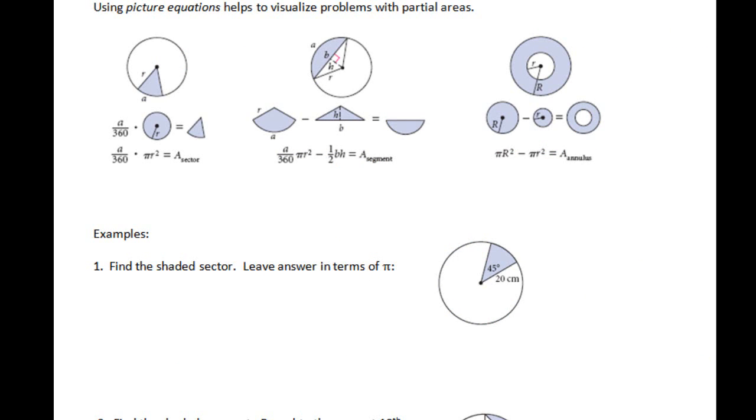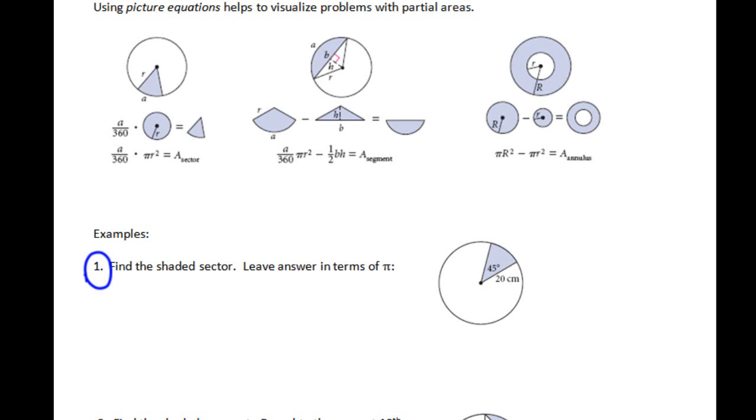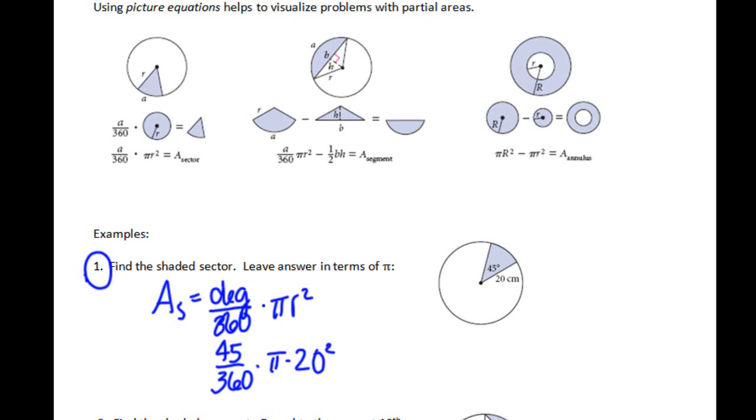Okay, moving on. We just did the area of some sectors. Now we're going to talk about the other two. And actually the first one here, try this one on your own, because that's just a sector. So let's do that one first. The area of the sector is the degree measure of the angle over 360 times pi r squared. So that's 45 divided by 360 times pi times 20 squared. And if you work out all of that math, you should get 50 pi centimeters squared.